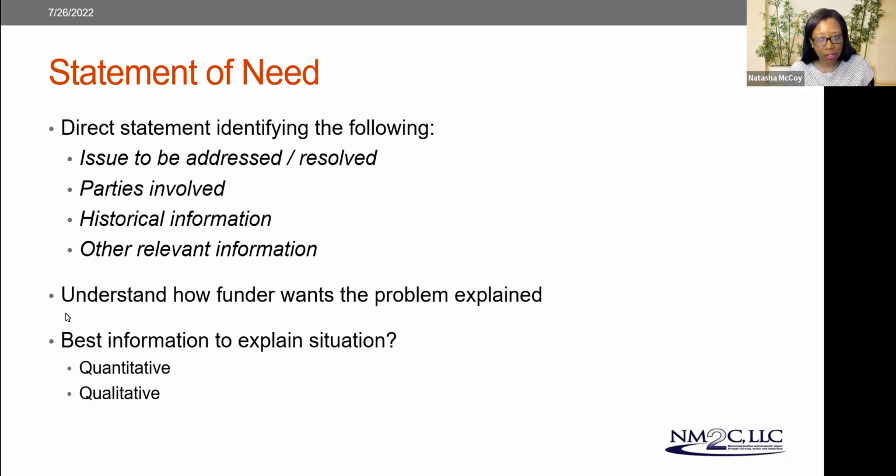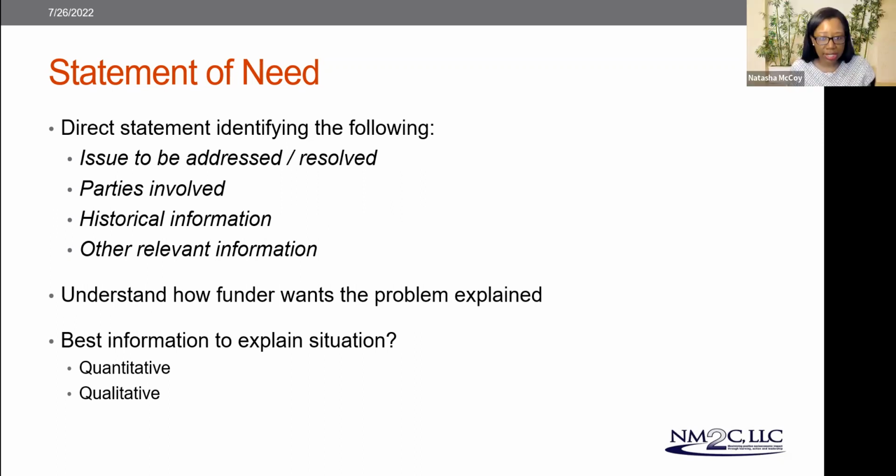Help them understand how the funder wants the problem explained. So sometimes they'll tell you the information in the request for proposal, request for announcement, like the actual announcement that you're responding to. They'll let you know, in that situation, we want you to tell us maybe not so much about the food that's not in their cupboards, but tell us about if there's a need the parents have. Do they need more education? Do they need transportation to find a new job? So if the funder wants you to explain the problem a certain way, make sure you're doing that and staying within the guidelines of what the funder is asking for.